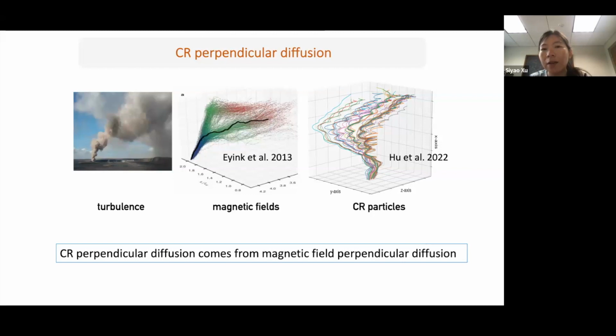Superdiffusion is a faster diffusion compared to normal diffusion, the random walk diffusion. This happens because of the energy cascade of turbulence. The separation between two particles or two field lines, they experience larger and larger turbulent eddies, and that causes the accelerated growth of their separation in the direction perpendicular to the magnetic field. In this particle experiment, we have the mean magnetic field in the vertical direction. So this quickly causes the faster spread of the particle trajectories and faster increase of their separations. So this is the faster perpendicular diffusion. And again, the cosmic ray perpendicular diffusion comes from the perpendicular diffusion of turbulent magnetic fields.